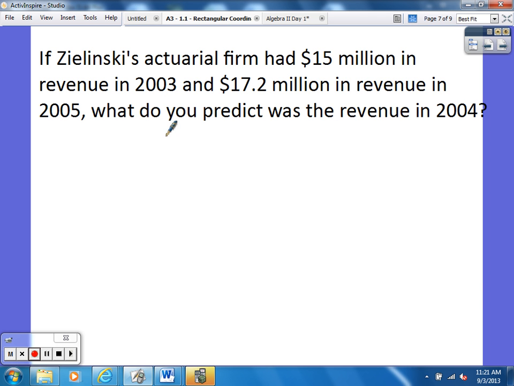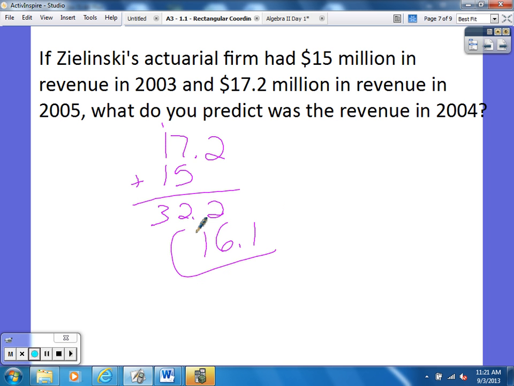Instead what I'm going to do is just add together my money amount, and then I'll divide that by 2 and I should get 16.1 million. Pretty simple, right? But that's how I would actually use it in real life. Nice simple case of that.